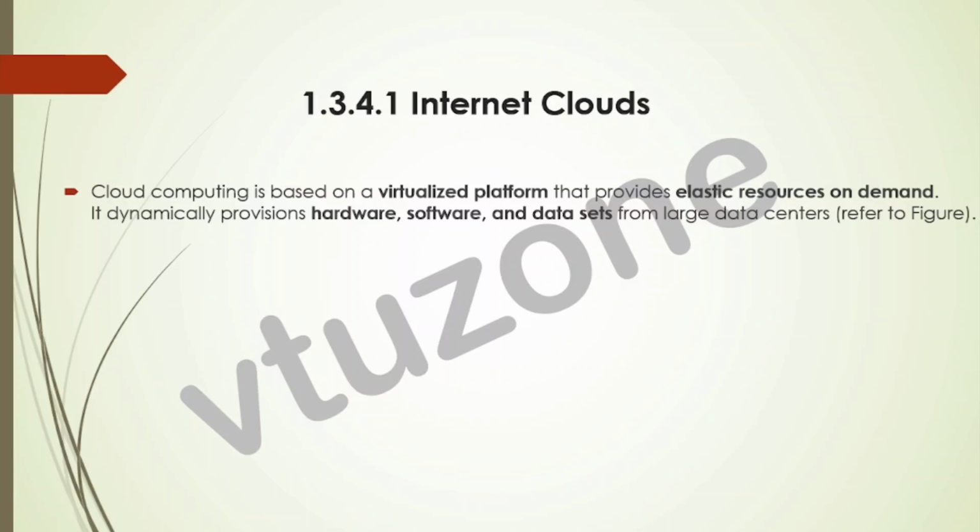Computing is based on a virtualized platform that provides elastic resources on demand. That is, as we all know, cloud computing uses virtual machines instead of real ones. Yes, it can increase or decrease resources like storage, RAM, or processors automatically based on a user's need. This is called elasticity, and it dynamically provisions hardware, software, and data sets from large data centers. That is, the cloud can instantly provide the hardware, software, and data you need from huge data centers without you buying any physical devices.